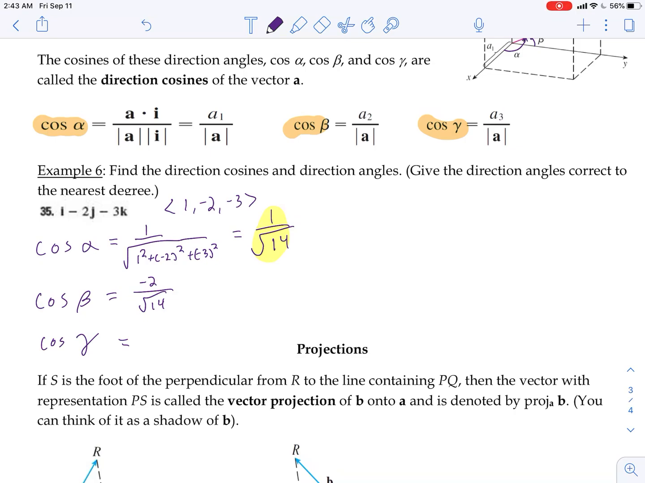And we're going to do the same thing with our third component, which is going to be the z component, divided by our magnitude, and we're finished. So those are the direction cosines.